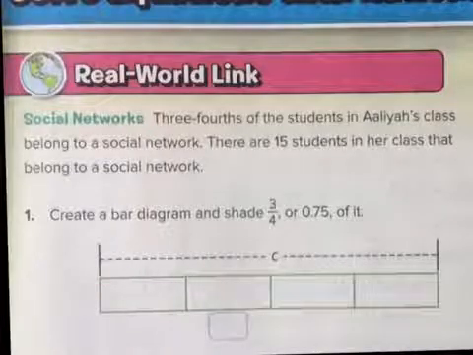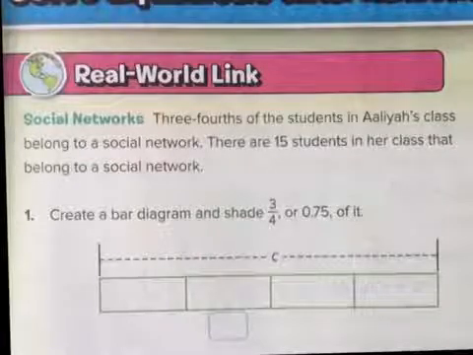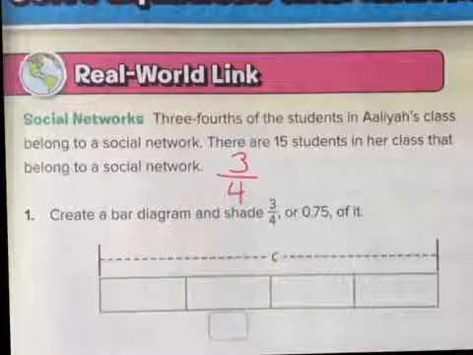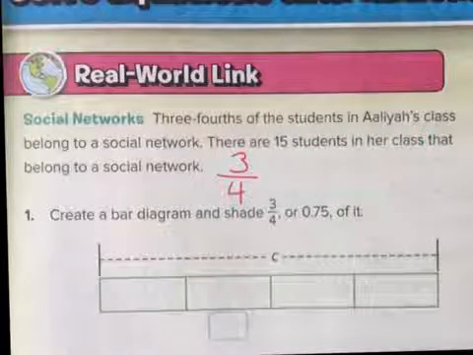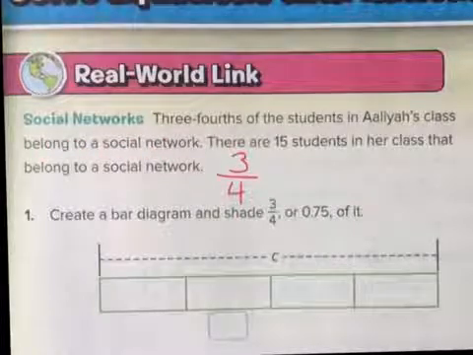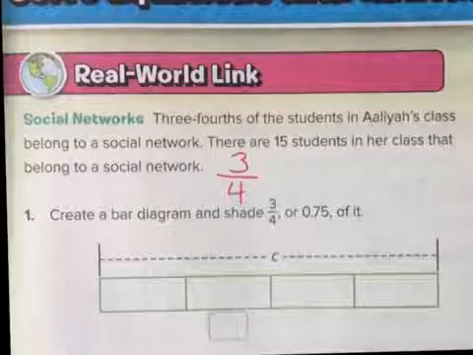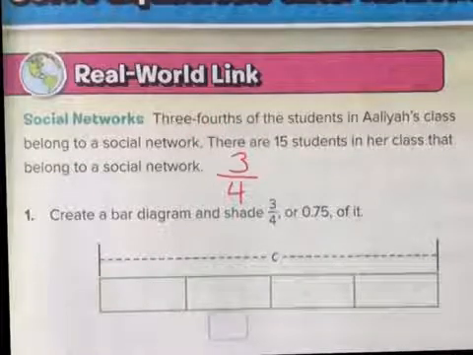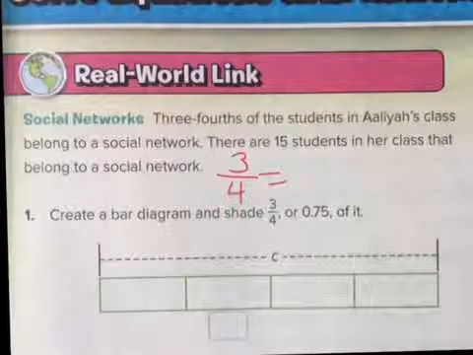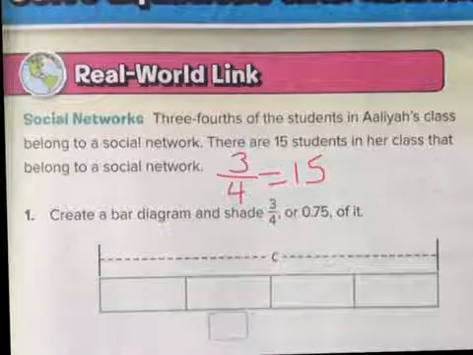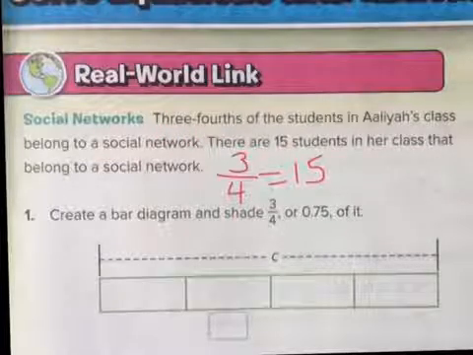Social networks. 3/4. So when we say 3/4, it's going to look like this: 3/4, 3 out of 4. So 3/4 of the students in Aliyah's class belong to a social network. There are 15 students in her class that belong to a social network. So we said it two different ways. We said 3/4 of the students, or simply 15 students. So 3/4 is 15. Okay, we understand that so far? We just said it two different ways. We said it as a fraction, as a rational number, and as a whole number.